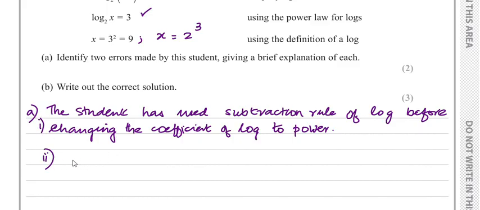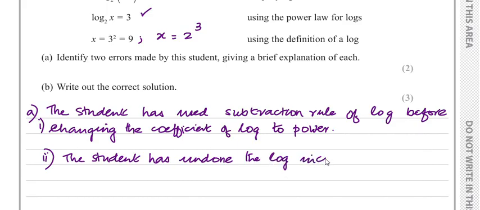The second one was the student has undone the logarithm incorrectly. Undone means remove the logarithm and write it in the normal form. Log x to the base 2 is equal to 3 means x is equal to 2 to the power of 3.